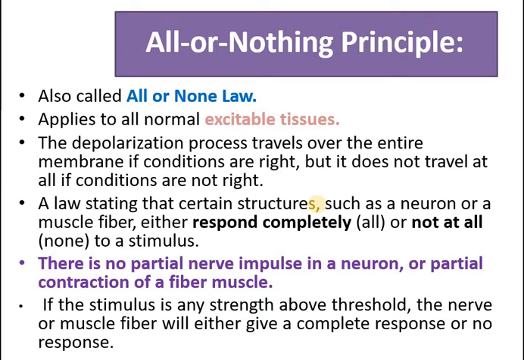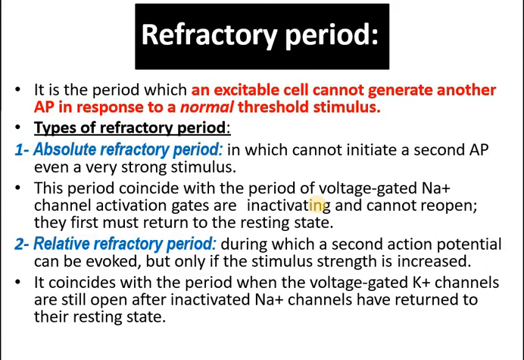If the stimulus is of any strength above threshold, the nerve or muscle fiber will either give a complete response or no response. So when you stimulate above the threshold value, the nerve or muscle fiber will either give a complete response or no response. So this is the all or none law.